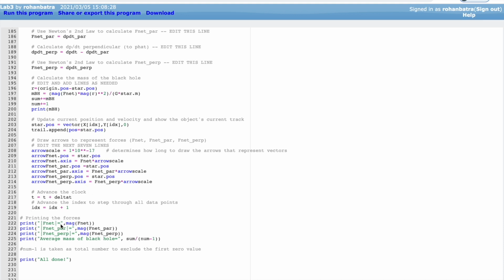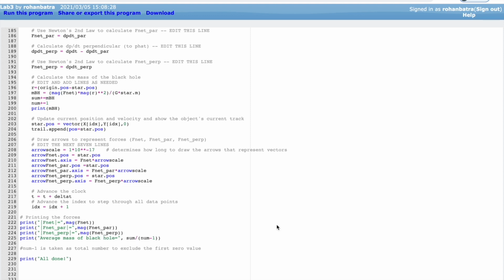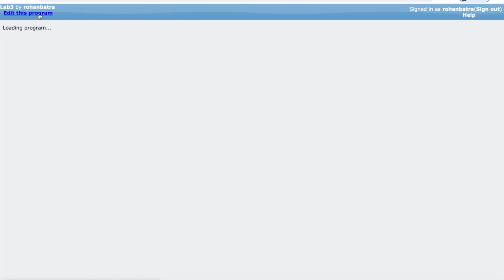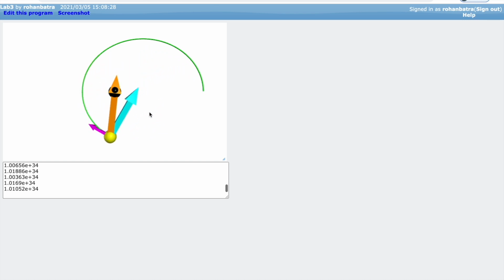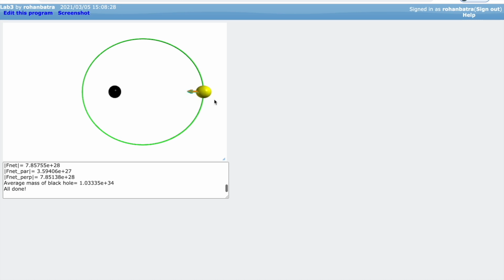Finally, the values that get printed are the magnitude of F net parallel and F net perpendicular, and finally the average mass of the black hole is printed. We can run this program to see the output. Here we can see that the orange arrow represents F net, the blue arrow represents F net perpendicular, and the magenta, or dark pink, arrow represents F net parallel.